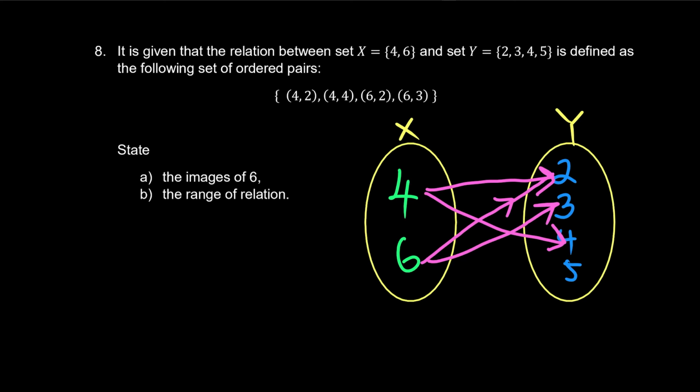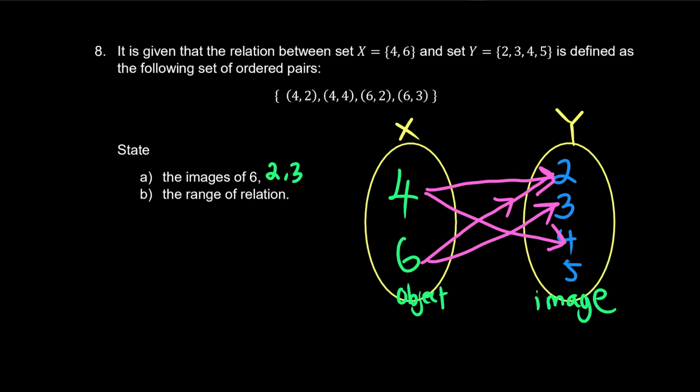They ask us to find the image of 6. So again, whatever the element in x is called the object, and whatever the element in y, the codomain, is what we call the image. So 6, we have 2 images, 2 and 3. So we can say that the answer is 2 and 3 because that is the image of 6.